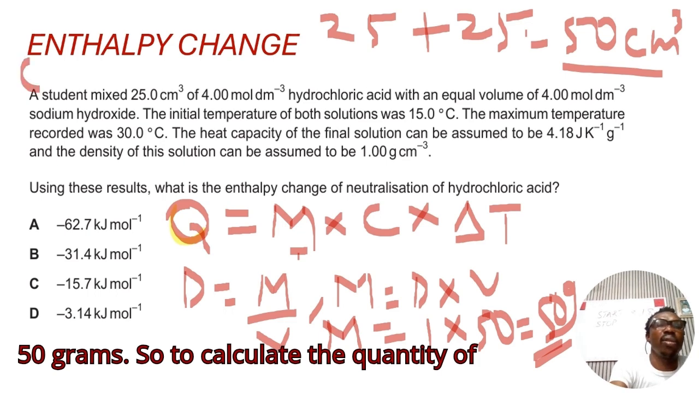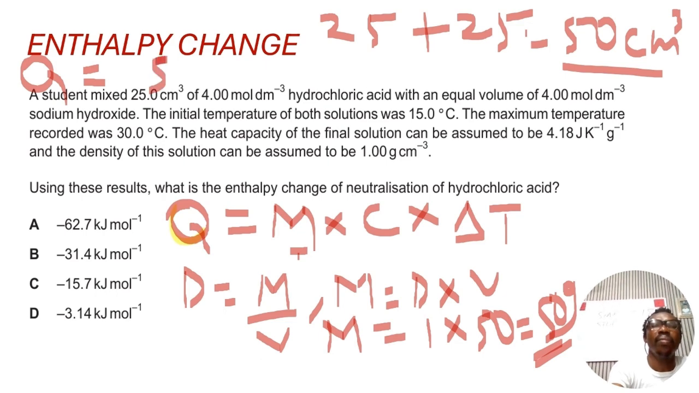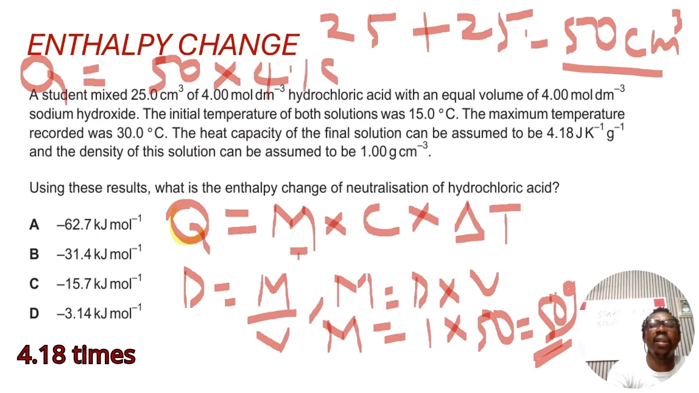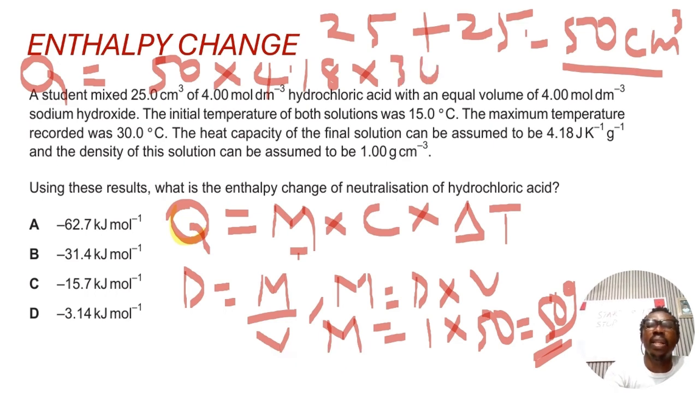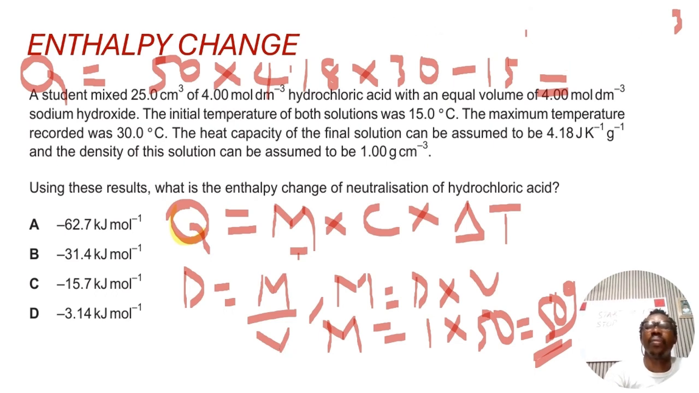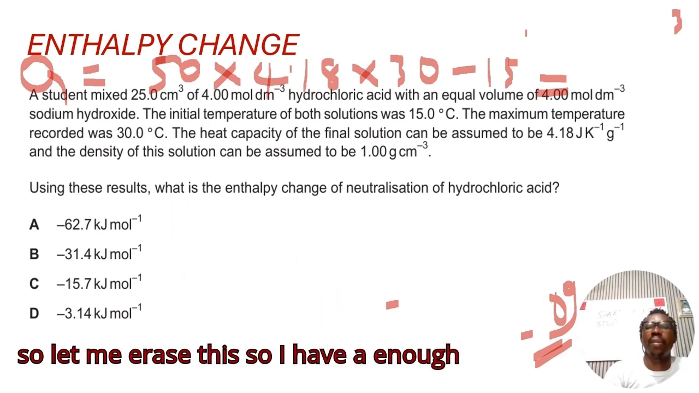So the quantity of heat released will be equal to 50 times the specific heat capacity, which is 4.18, times the temperature change. The initial temperature is 15 and the final temperature is 30, so it will be 30 minus 15. I have to erase this so that I'll have enough space.